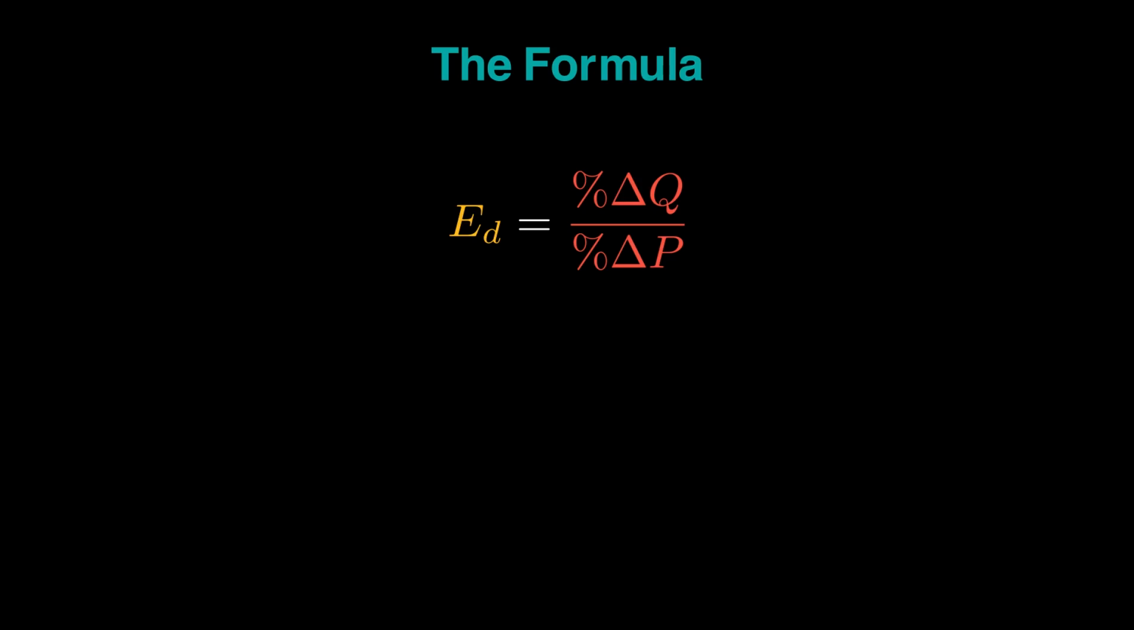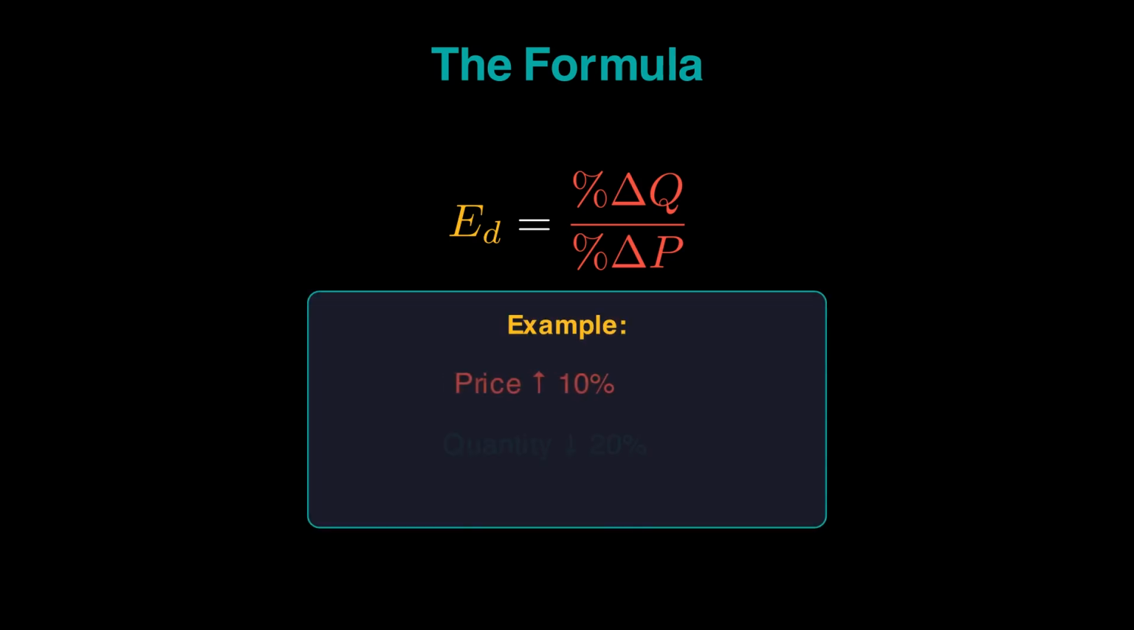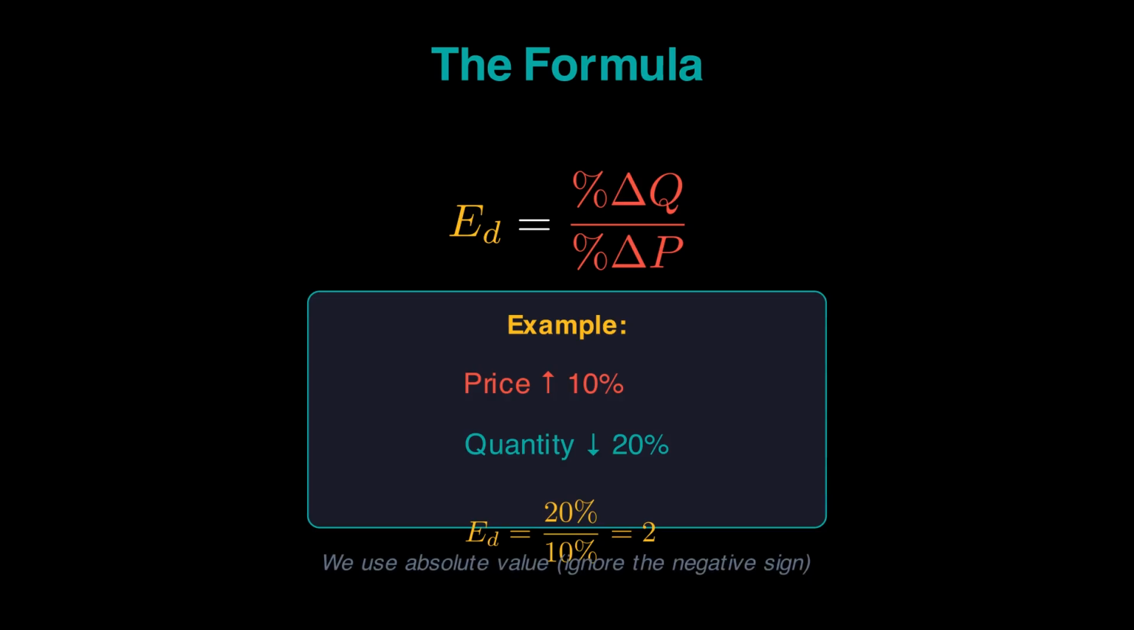Elasticity is calculated as the percentage change in quantity divided by the percentage change in price. If the price of a burger goes up by 10% and sales drop by 20%, your elasticity is 2. Why does that number matter? Because it tells us the magnitude of the reaction. The bigger the number, the bigger the reaction. In economics, we ignore the negative sign and just look at the absolute number. If it's big, your customers are sensitive. If it's small, they aren't.